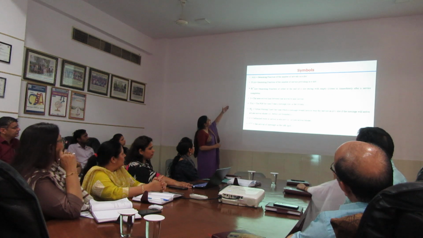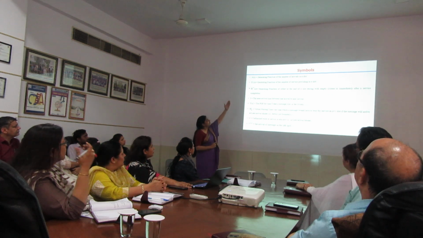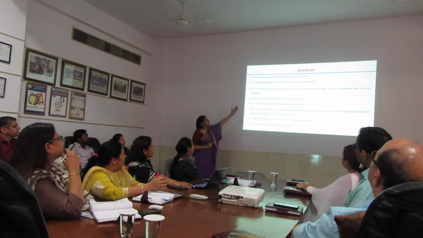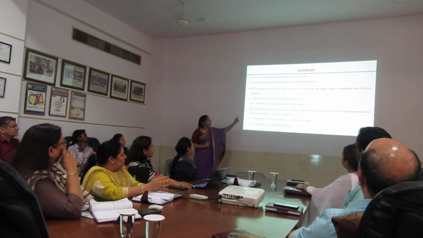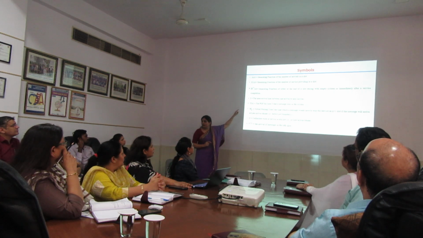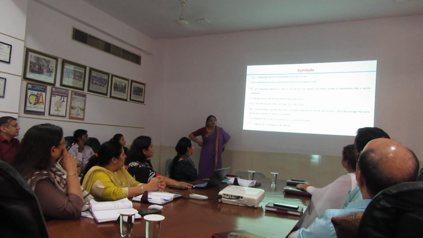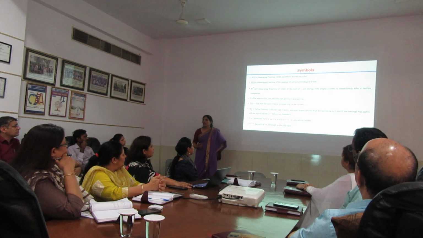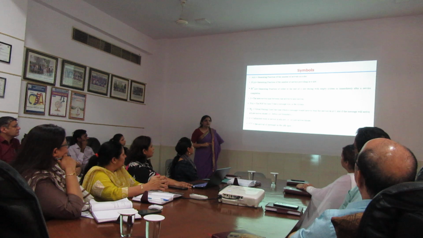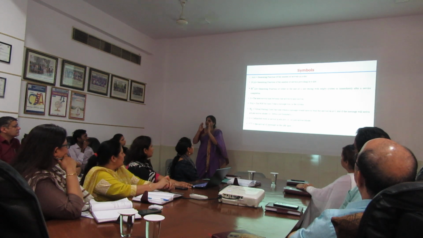This circumflex with Z is a generating function of the number of arrivals in the slot. These three are the generating functions of different situations. The generating function is helpful in considering the situation when we apply a certain kind of situation to the model.